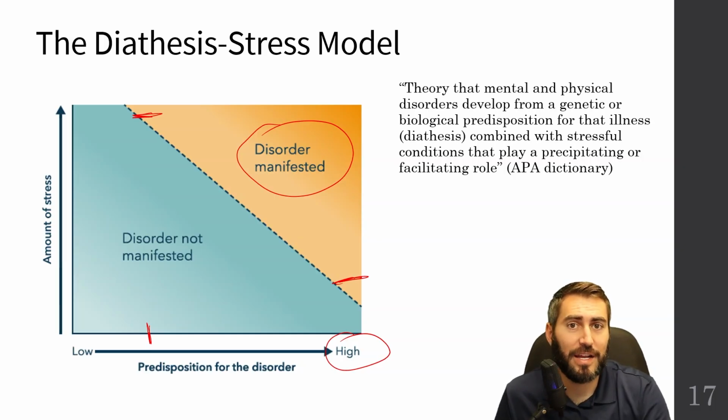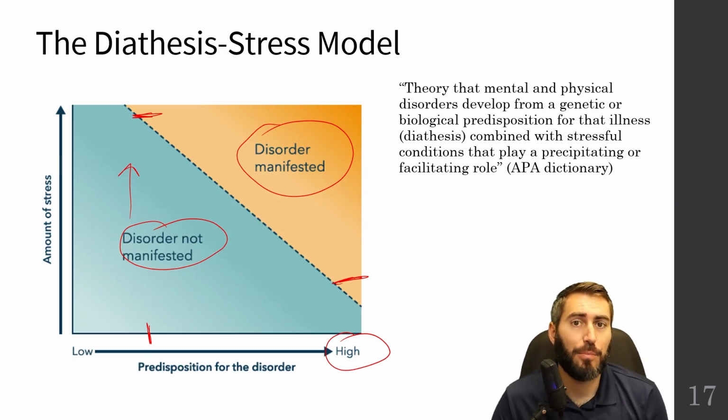Whereas on the other hand, if we have a low disposition for stress in the first place, we're able to handle much higher amounts of stress and still not have that disorder be manifested until we reach higher thresholds. So this model shows this relationship in how predisposition for how we manage stress can affect the likelihood of some disorder being manifested based on the amount of stress that we actually undergo.